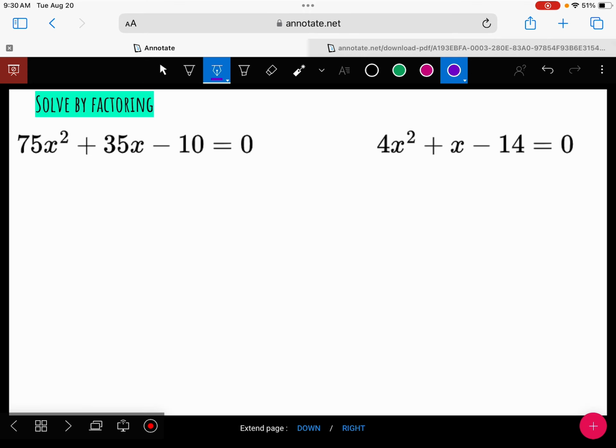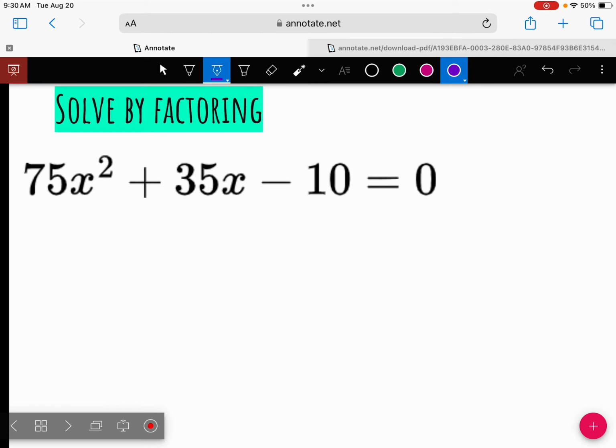Because our other option is to solve by factoring. So we're going to remember how to factor. I know we've done factoring recently, but we're going to solve with factoring. Solving with factoring. So our left one says 75x squared plus 35x minus 10 equals 0.